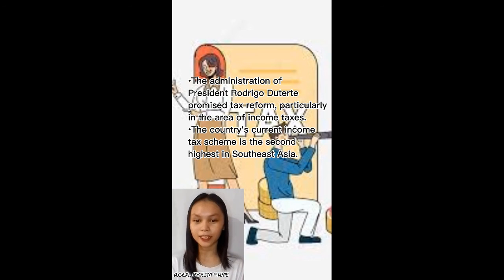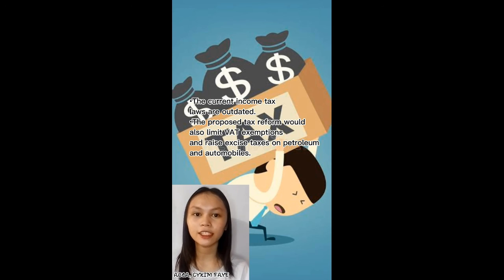The administration of new President Rodrigo Duterte promised tax reform, particularly in the area of income taxes, with the goal of lowering income tax rates paid by working Filipinos. The country's current income tax scheme is the second highest in Southeast Asia, and the current income tax laws are outdated, having been drafted two decades ago. The proposed tax reform would also limit VAT exemptions and raise excise taxes on petroleum and automobiles. It is hoped that changes in the country's tax policy will result in much needed economic development felt even by the poorest members of society.